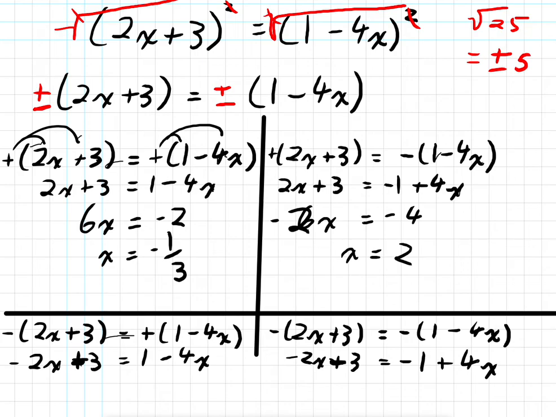Those were the 2 answers we got before. Here we bring over the 4. We get positive 2x is equal to negative 2. Is that right? Negative 2x. No, this one. Sorry, this part got a little confusing. That should be a negative, so when it comes over, it becomes positive, so that should be a 4. So we end up with 2 again. And then finally, this one we'll end up with negative 1/3 again.